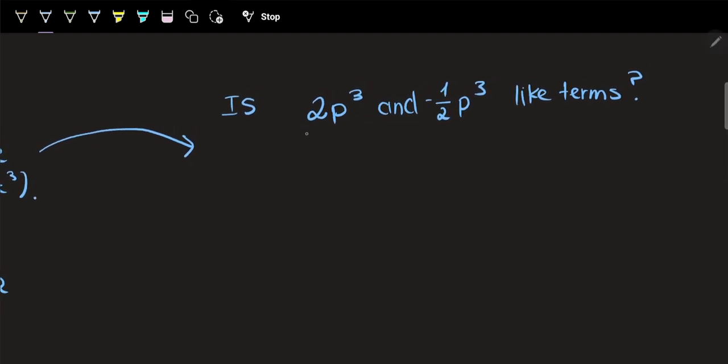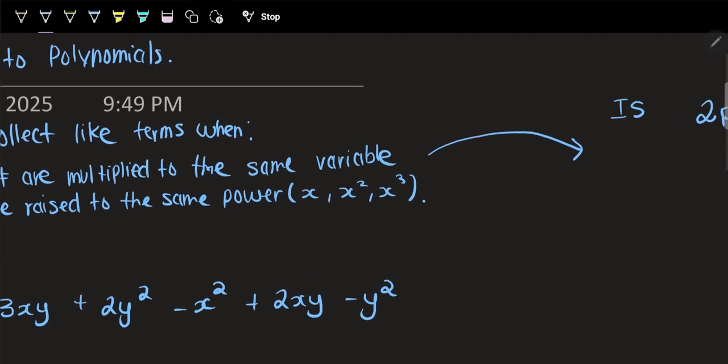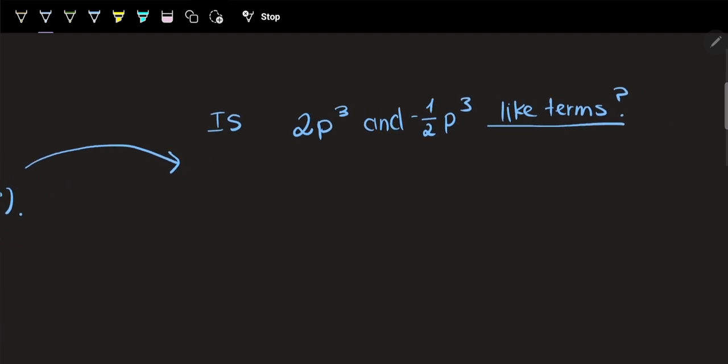So are 2p cubed and negative 1 over 2 p cubed like terms? Well, "raised to the same power" here applies to any variable, it could be p or k or c. It doesn't matter. The variable is raised to the same power. That's my point there. So are 2p cubed and negative 1 over 2 p cubed like terms?